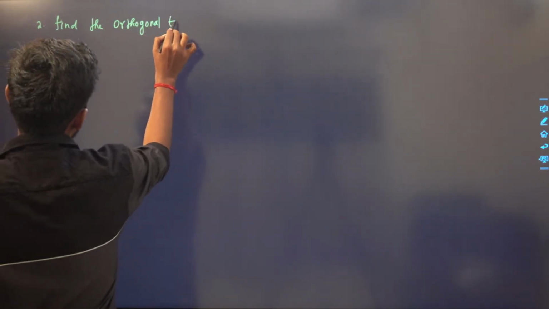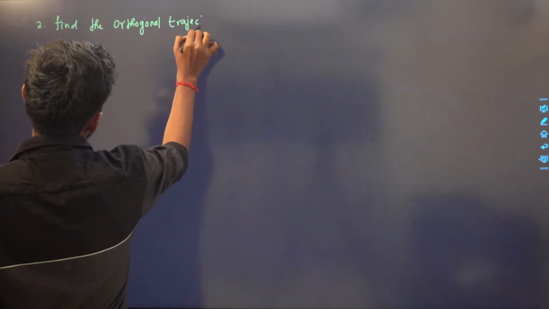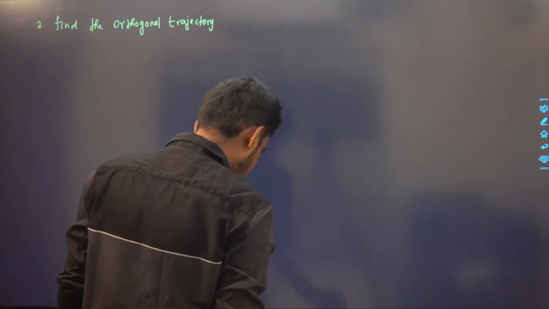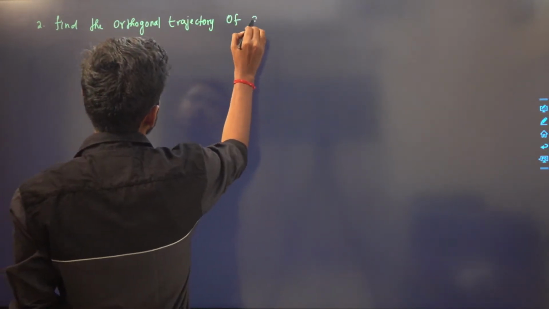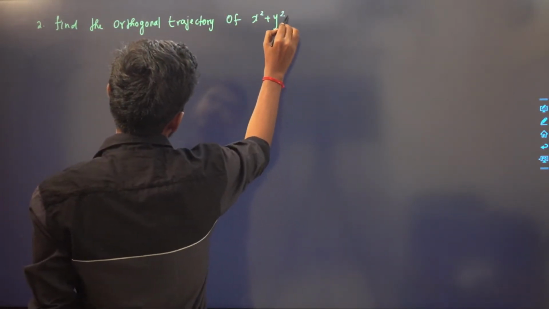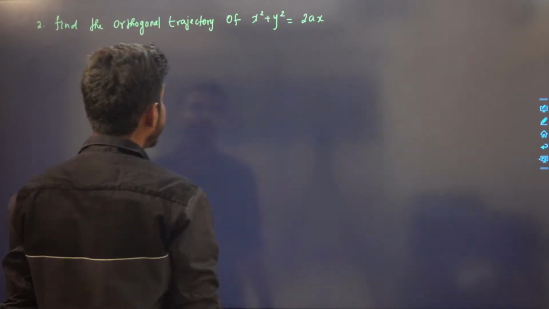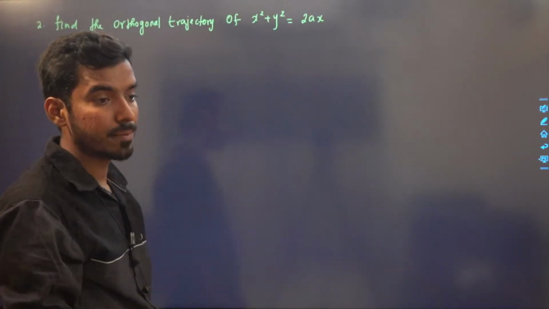Find the orthogonal trajectory of x square plus y square is equal to 2ax, where a is a parameter.